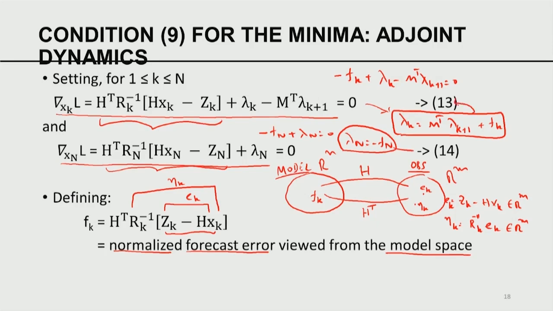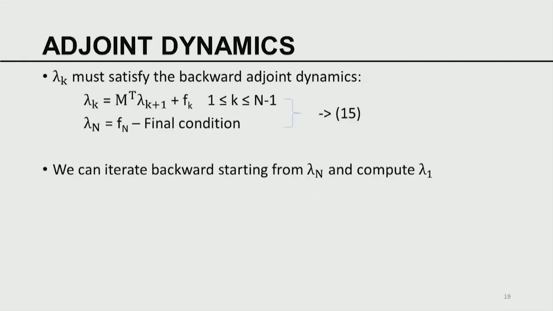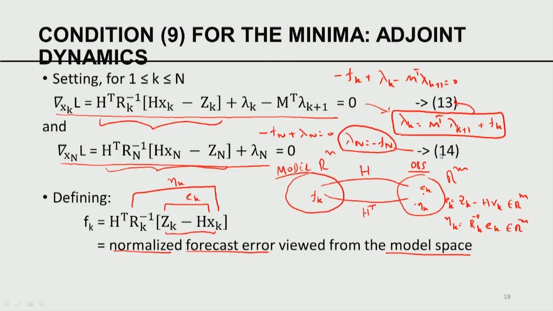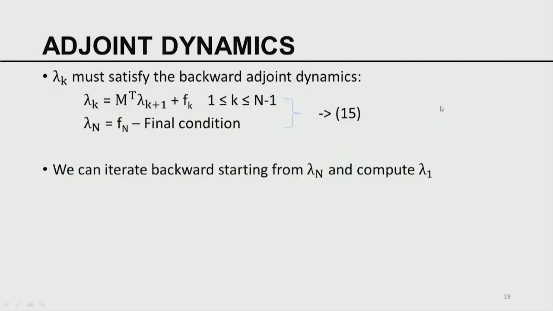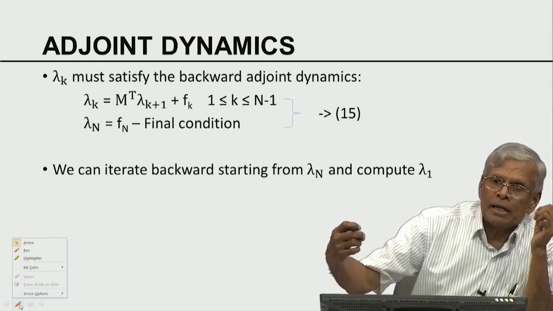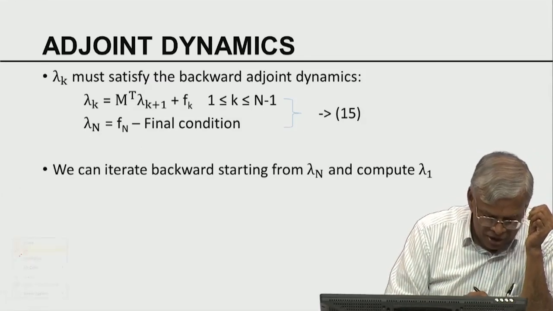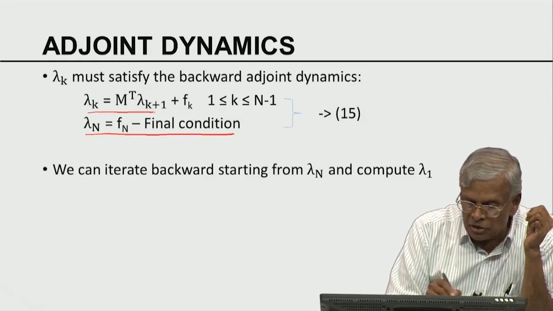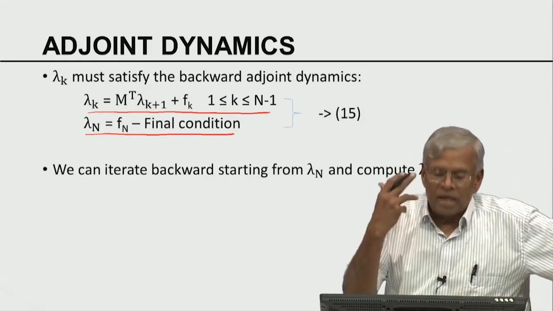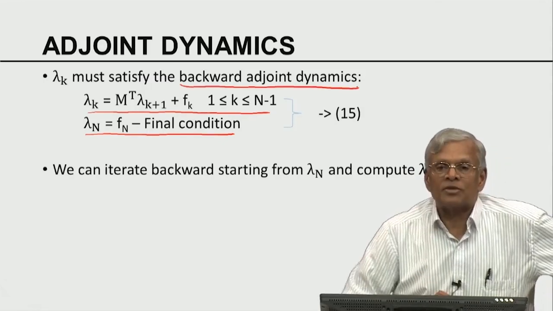So 13 and 14, when solved, give rise to these two equations. Lambda n is equal to f of n. Please remember that. That is 14. Lambda k is equal to m transpose lambda k plus 1 plus f of k is 13, for 1 less than k less than n minus 1. Lambda n is equal to f of n is the final condition. Therefore, we have to compute lambdas backward in time, starting from lambda n, which is the final condition. This is called the backward dynamics. This backward dynamics has come to be known as the adjoint dynamics.